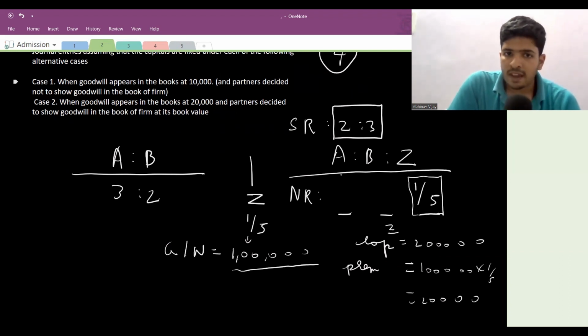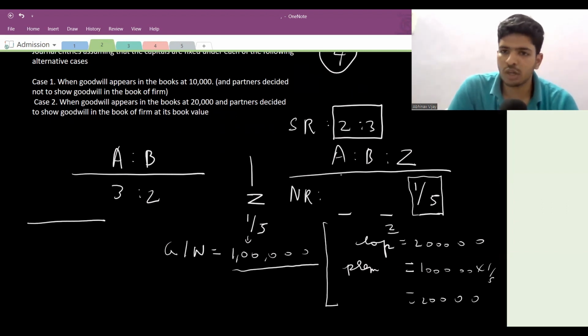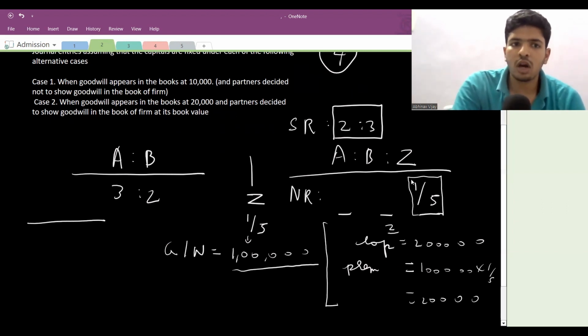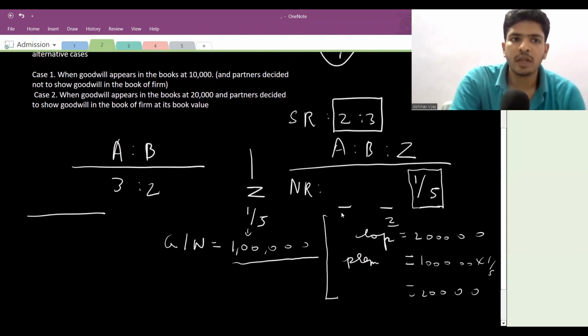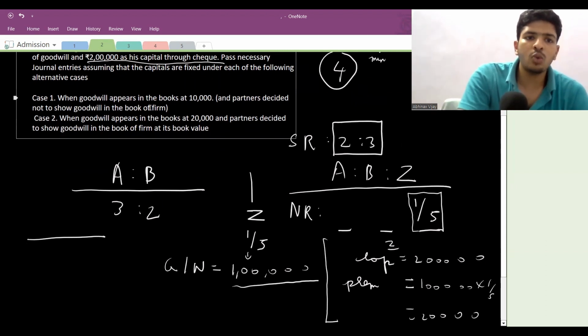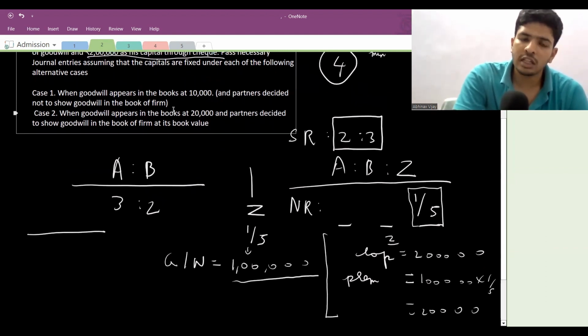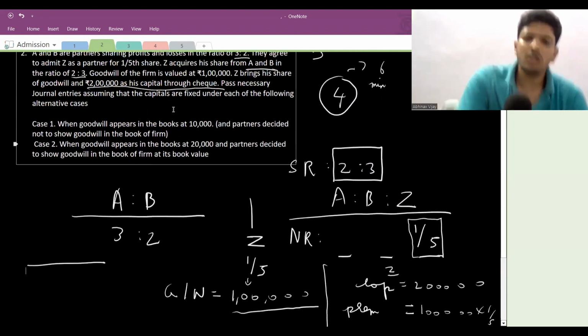Now, in case you're not thorough with it or not sure about it, in such cases you do the normal method. Given a premium of goodwill, you calculate using the tabular form, pass those entries and do it. But this is how I'm going to do it to save time. So we have done all the working notes required. Now here they say goodwill appears in the books at 10,000 and partners decided not to show goodwill in the books. Now, what does this mean?